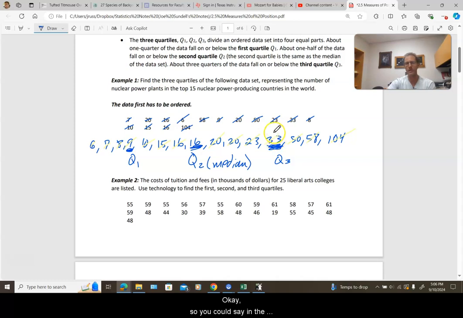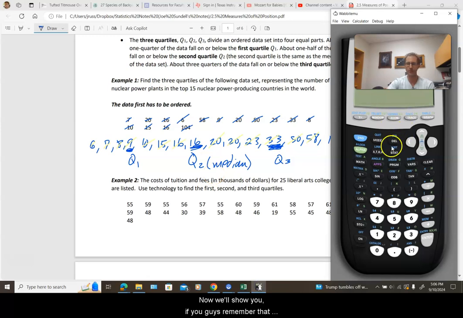So in the context of this problem, you could say that roughly 75% of the top 15 nuclear power producing countries of the world have less than or equal to 33 power plants.